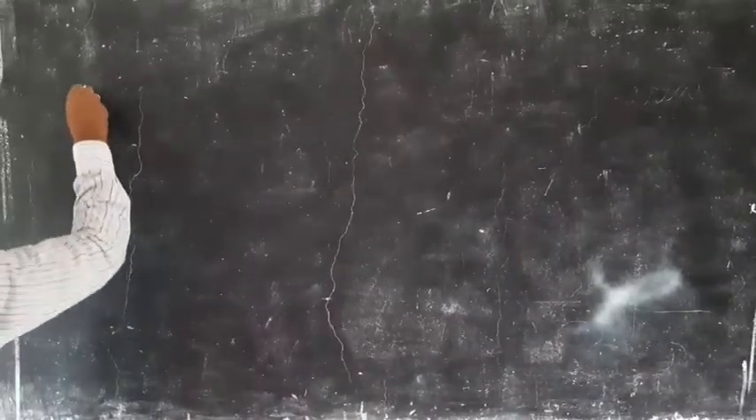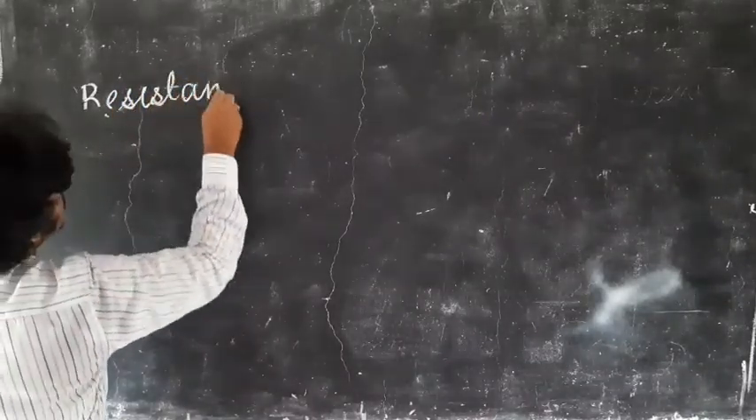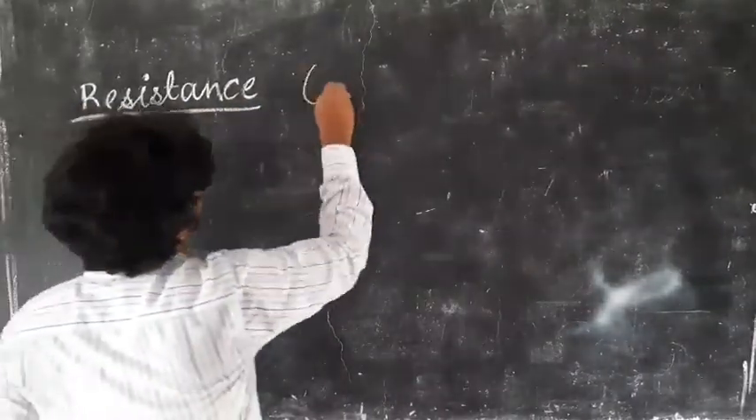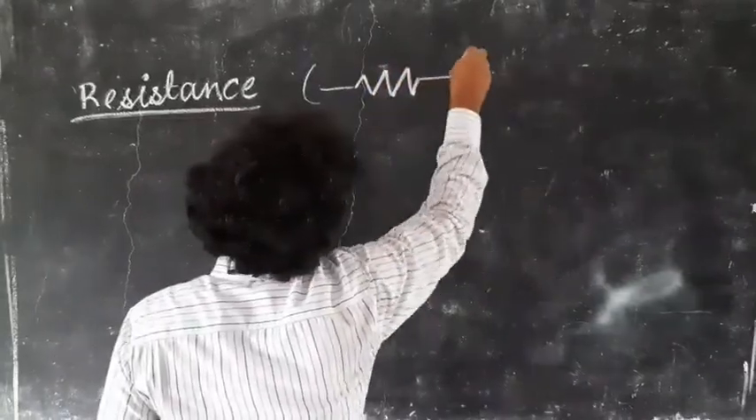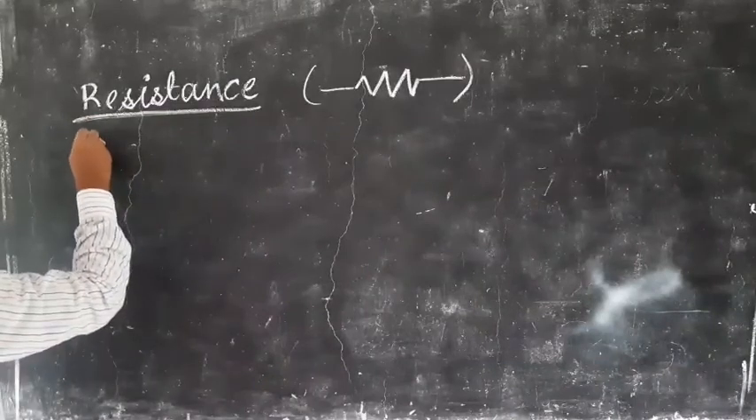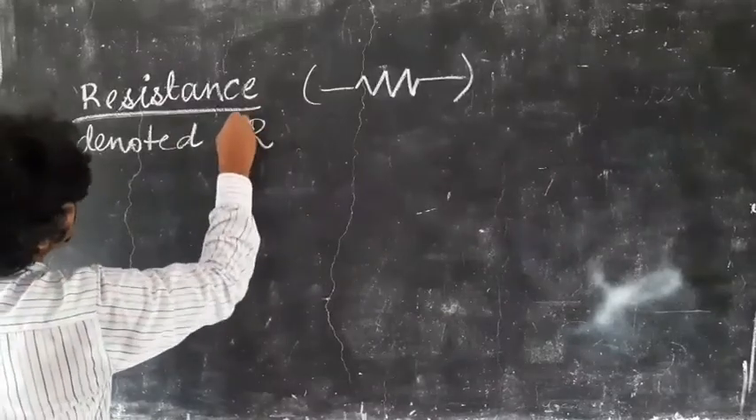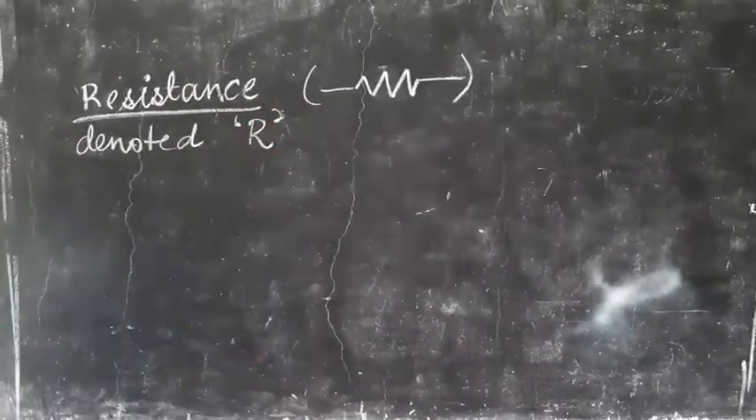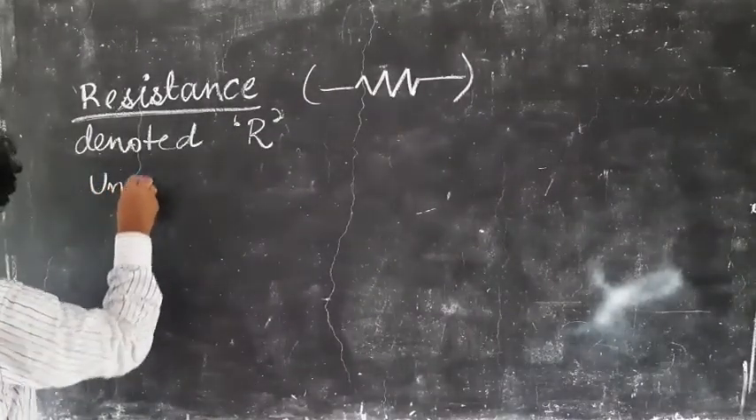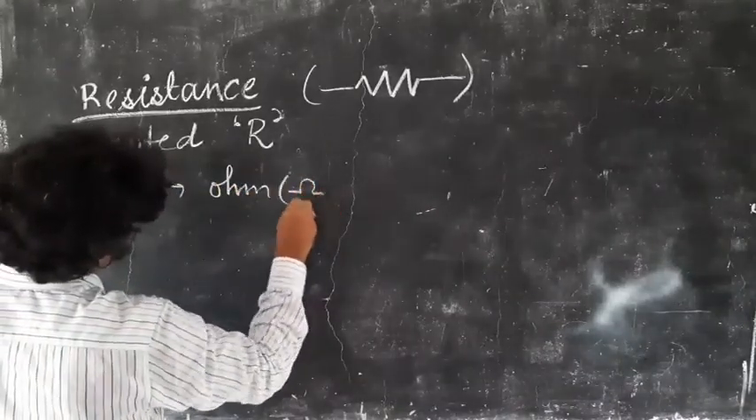And what is this resistance? Resistance is denoted by this symbol in the circuit. It is usually denoted by R. Then the unit of resistance is ohm. This is the symbol.